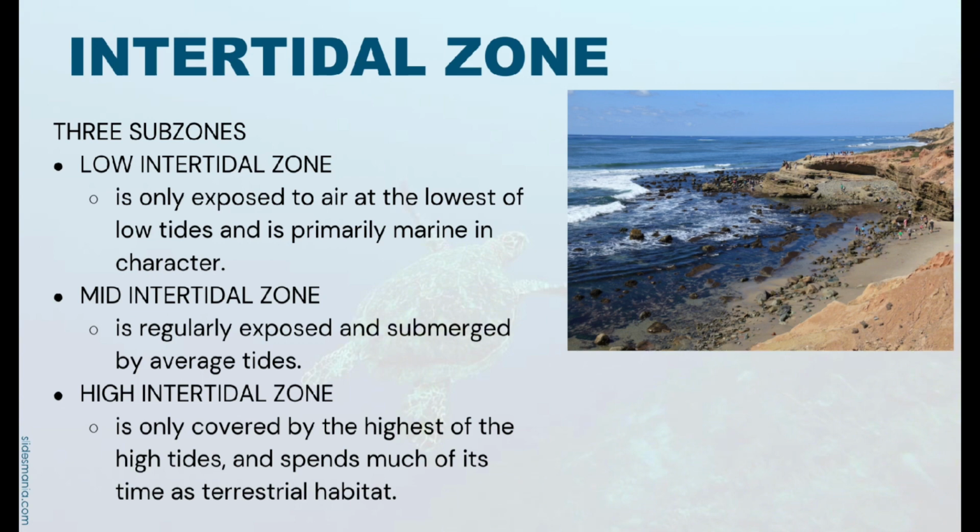The low intertidal zone is only exposed at the lowest of low tides. The mid-intertidal zone is regularly exposed and submerged by average tides. The high intertidal zone is submerged only by the highest of the high tides. It spends much of its time as terrestrial habitats. It is the highest part of the seashore.